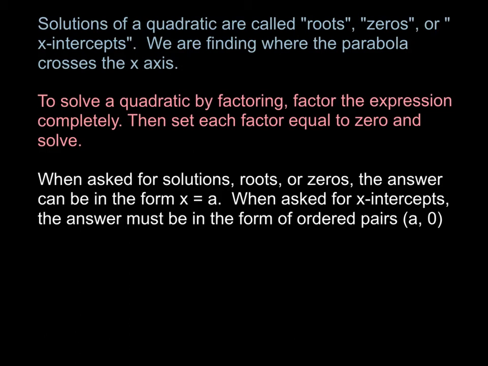To solve a quadratic by factoring, all you have to do is factor the expression completely, and then you're going to set each factor equal to 0, and you're going to solve. So you'll just set each little piece, just like when we did intercept form and we found the x-intercepts. And if the problem says, tell me the solution, or what are the roots, or what are the zeros, you can give me x equals 2, x equals 7, whatever. But if the word is x-intercepts, then those are clearly points on a graph, and you must put them in the form of an ordered pair.